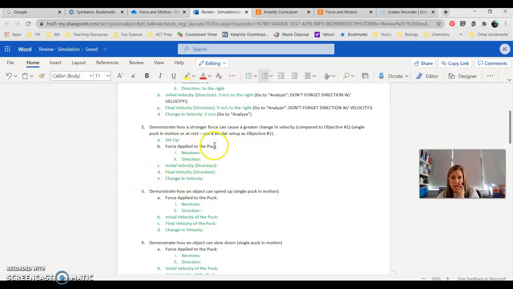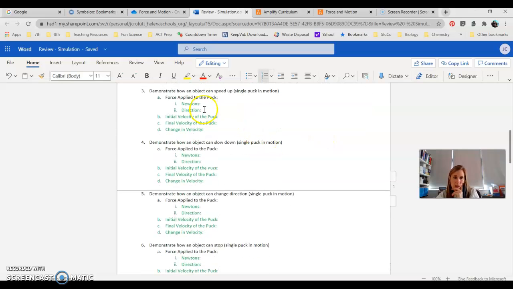Demonstrate how a stronger force can cause a greater change in velocity. So compared to objective 1, add a stronger force. Okay, instead of 3 clicks, add more than that. Demonstrate how an object can speed up. So do a single puck in motion and then make it speed up. I don't care how much it speeds up by, but that should be reflected in this right here.